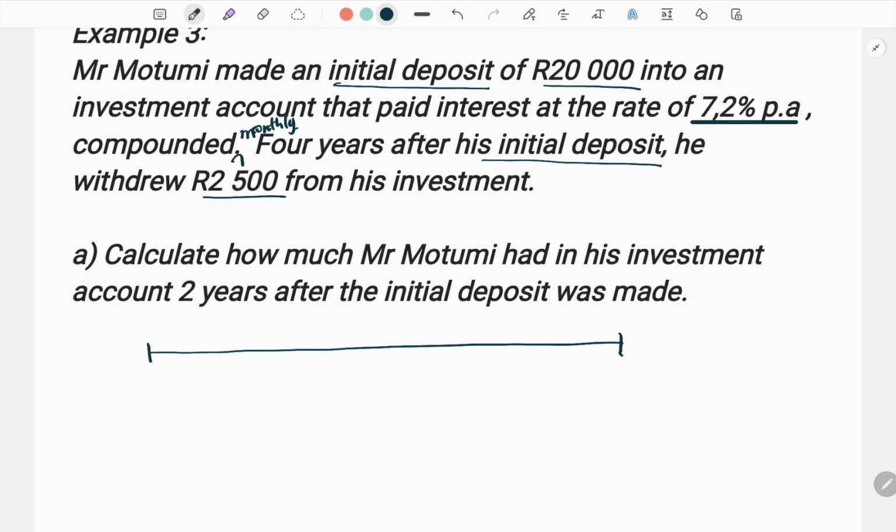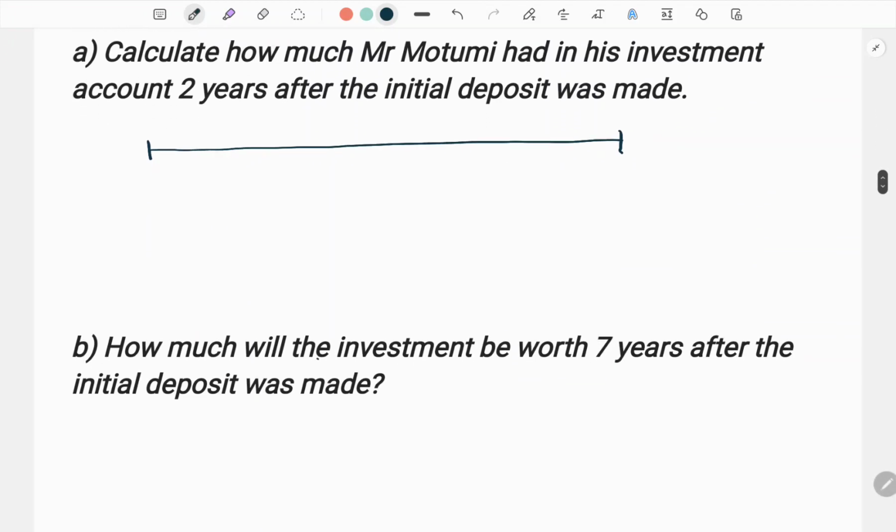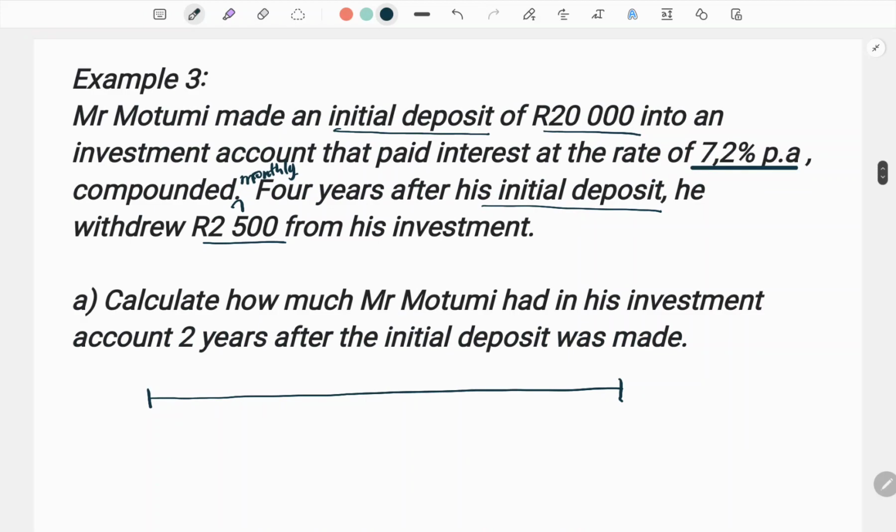Calculate how much Mr. Motumi had in the investment account after 2 years. Oh, you must look at the question, sorry. How much will the investment be worth after 7 years? Now, the whole period is 7 years. We're going to do this: T0, T1, T2, T3, T4, T5, T6, T7.